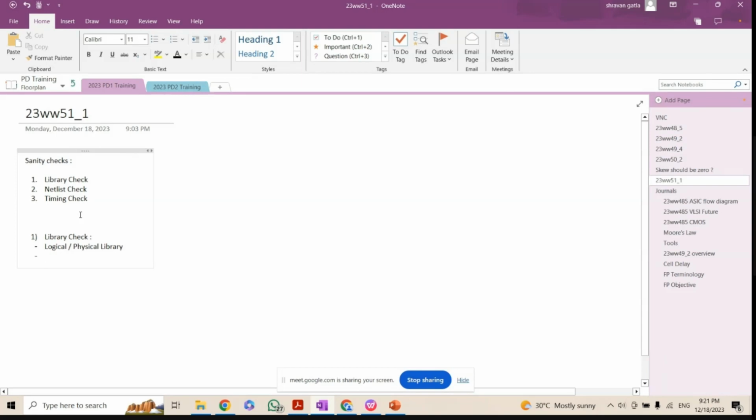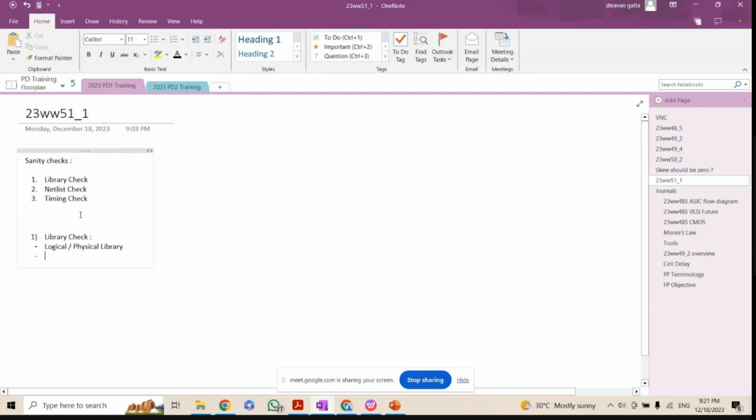Next, the no unconstrained endpoints. Endpoints. No unconstrained. Let's see. In our design, everything should be constrained.